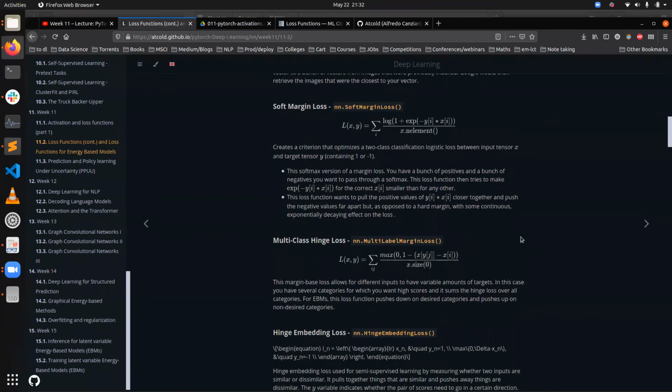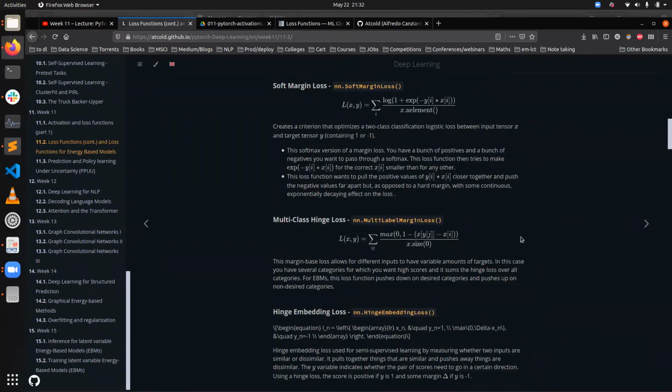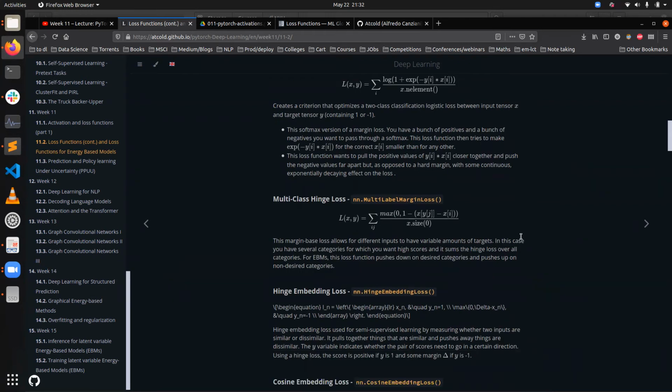Multi-class hinge loss. This margin base allows for different inputs to have different amount of targets. Okay, I think what this means is it's multi-label. Yeah, when the same image can have multiple labels.